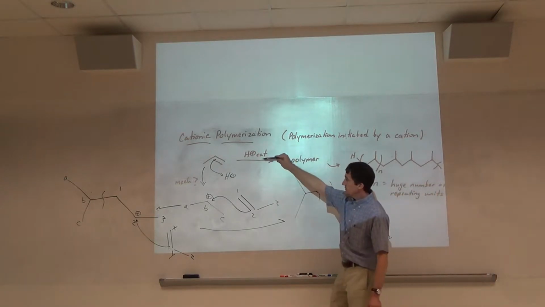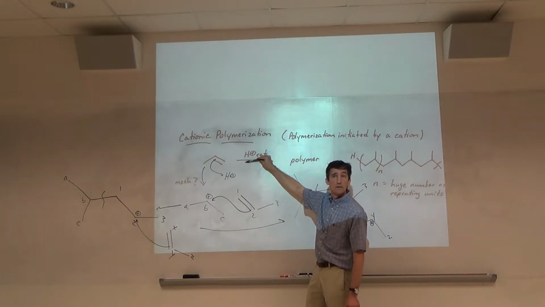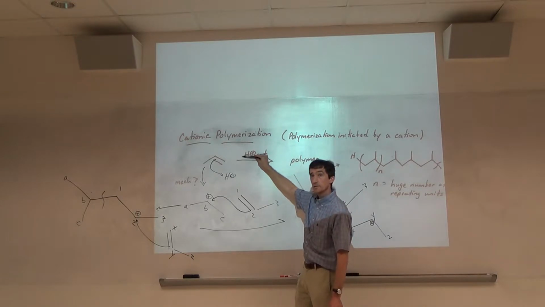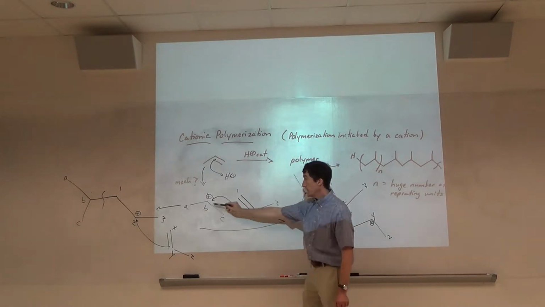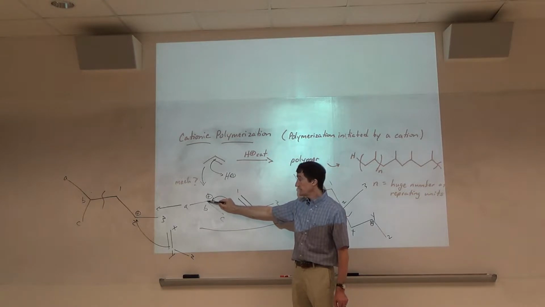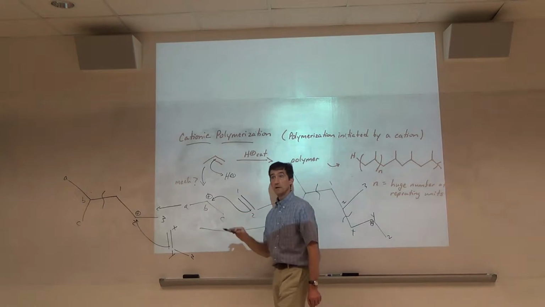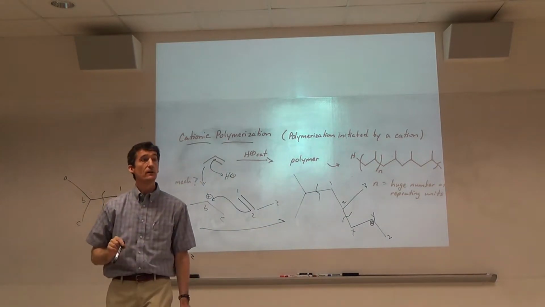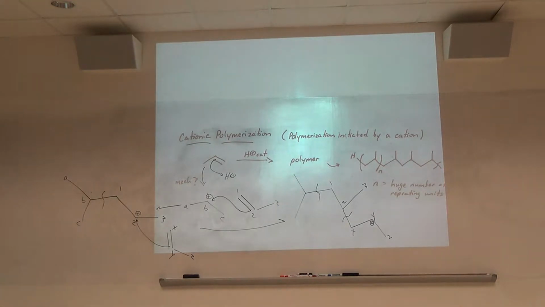What type of acid do you want to use? Do you want to use HBr? Why not HBr? Taylor? Because Br minus would add to the cation. You don't want something added to the cation. You want this to add to the cation. You don't want a competing nucleophile. So what type of acid do you want to use? Name an acid that would be good for this. HF, why?